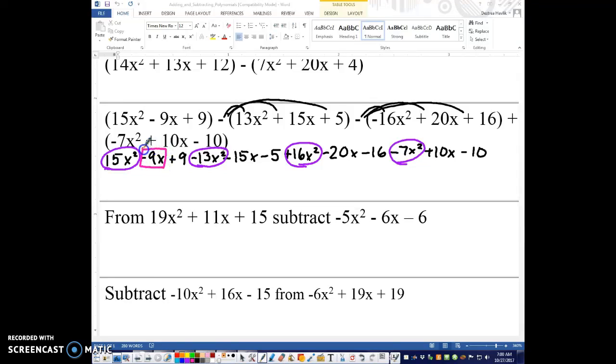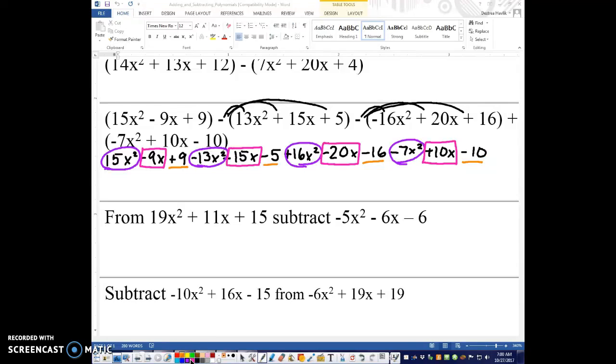You are in the x family. You are in the x family. You are in the x family. And you are in the x family. Ready? You are in the number family. You're in the number family. And you're in the number family.